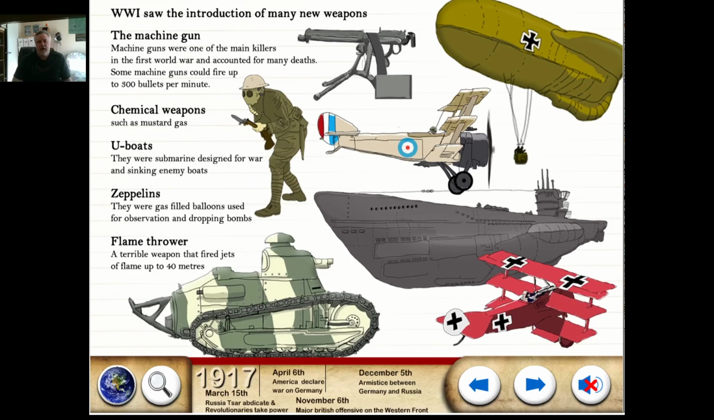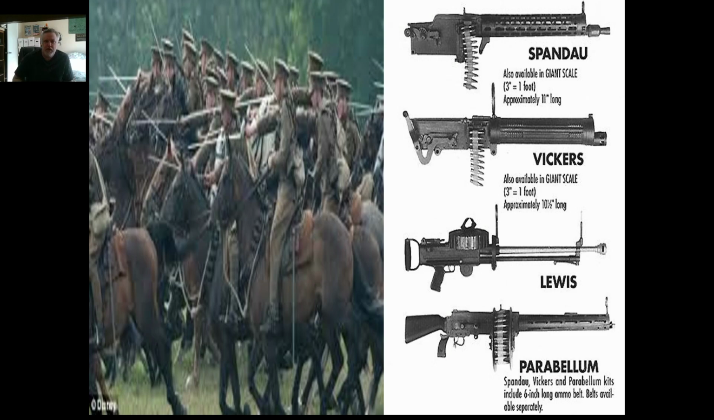All right. And here's the big problem. We've got all these new toys, and no one's really 100% sure how to use them. So they're trying to fight in the old ways with weapons that change pretty much every rule in the book. For instance, cavalry is one of the best examples of this. We've used cavalry for thousands of years at this point, and we're still using it in this war.